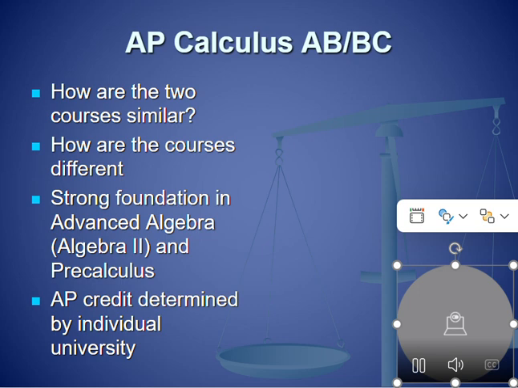So if you have questions about what the minimum score is for a student to get credit in college, I would just strongly suggest emailing an admissions counselor or possibly the math department at whatever university you're thinking about, and it's just best to go straight to the source to get that kind of information.